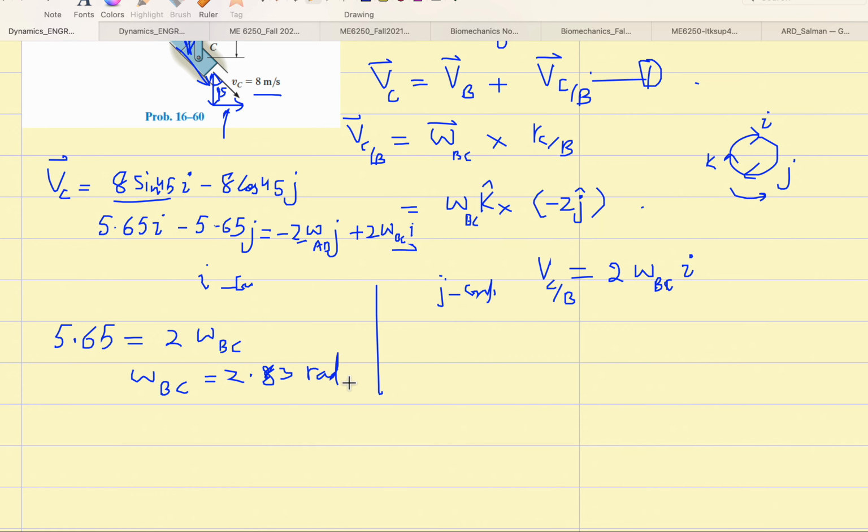2.83 radians per second. If you compare the J component, negative 5.65 on the left hand side equals negative 2 omega AB. So you get omega AB as 2.83 radians per second.